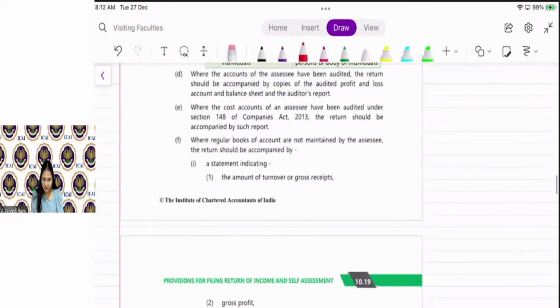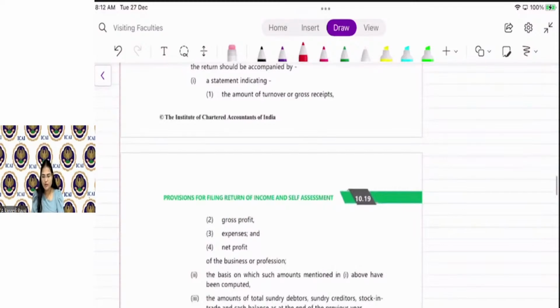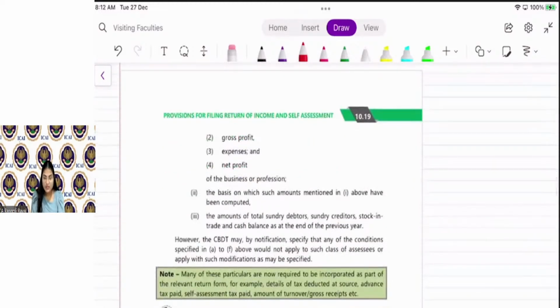Where books of account are not maintained by the assessee, say, for example, you are opting for presumptive taxation, in that case you have to provide the total turnover or gross receipts, because you are providing 8% or 6% of your turnover as your profit. Your gross profit, your expenses, your net profit, and the amount of sundry debtors, creditors, stock in trade, and cash balance. These four details you have to provide even if you are offering income under the presumptive scheme.